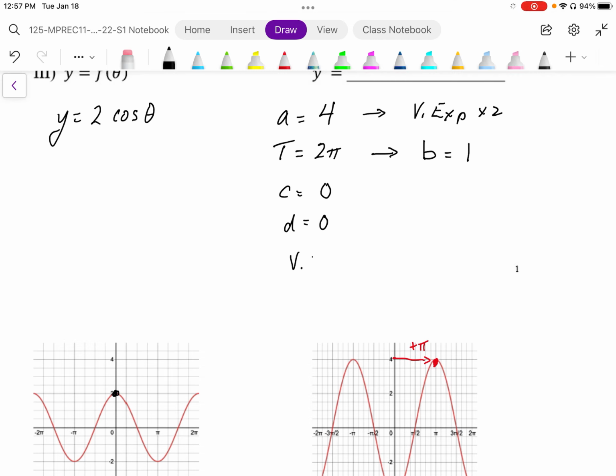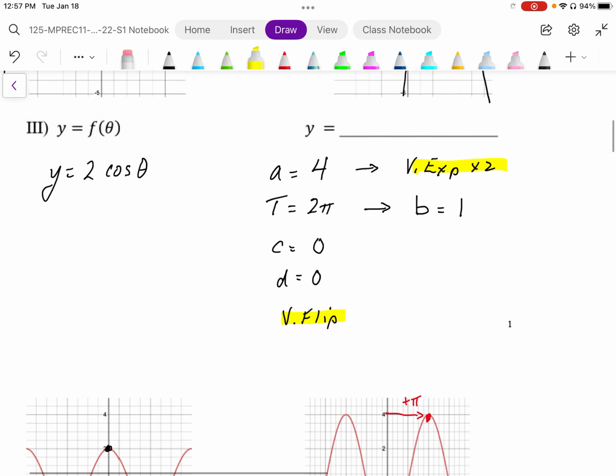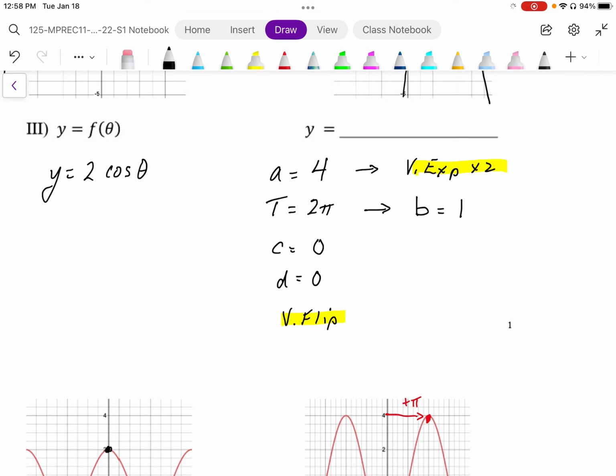Okay, so there's a vertical flip and a vertical expansion by 2. So those are the only 2 transformations. So my new function is going to be y is equal to negative 2 times original f of theta. There's no horizontal shift involved.